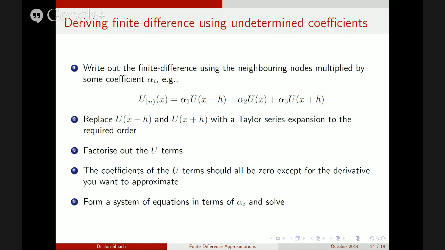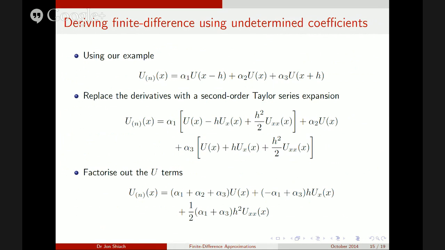So let's go through an example. I'm going to use this example from the previous slide. I have 3 coefficients, alpha 1, alpha 2, alpha 3. I've got a symmetric difference, so I'm going 1 to the left, 1 in the center, and 1 to the right. What I do is I replace the 1 to the left and 1 to the right by Taylor series expansions. I've chosen second order here, so I replace those with second order Taylor series expansions. So instead of u(x minus h), I've just replaced it by this thing in the square bracket.